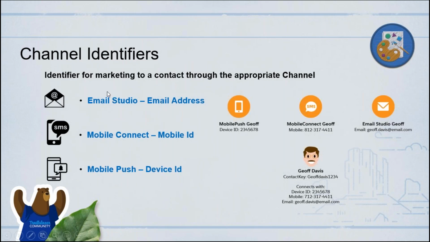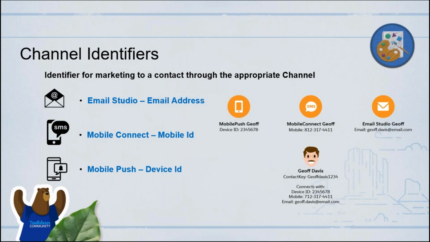So here you can see there's something called channel identifiers. You can have contacts added or opting in through 1 or more channels, such as email, SMS, or push. Now, for each of these channels, the system needs to have an identifier to communicate out. That is called the channel identifier. For Email Studio, it's your email address. For Mobile Connect, it's your mobile number. And for Mobile Push, it's the device ID.